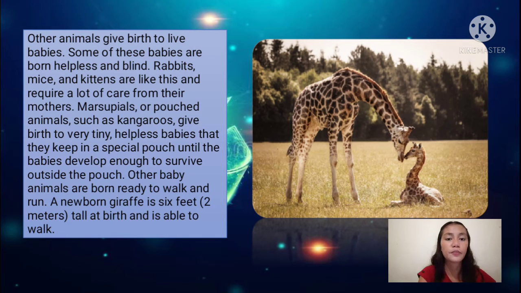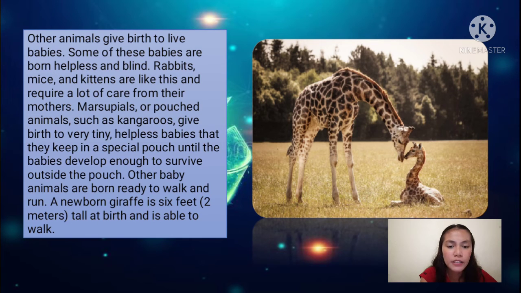Other animals give birth to live babies. Some of these babies are born helpless and blind. Rabbits, mice, and kittens are like this and require a lot of care from their mothers. Marsupials, or pouch animals, such as kangaroos, give birth to very tiny, helpless babies and they keep them in a special pouch until the babies develop enough to survive outside the pouch.